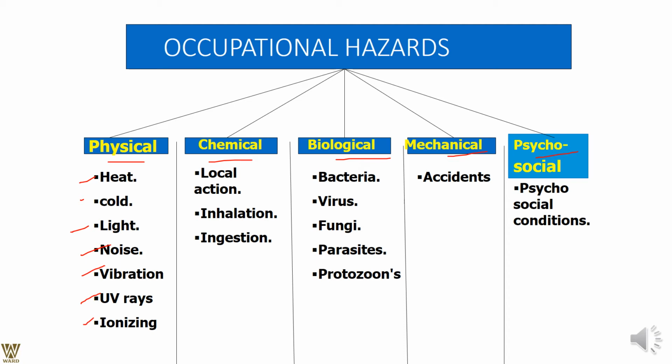Then comes the chemical, which is all the local actions, inhalations, ingestions that we talk about. Biological would be your bacteria, virus, fungi, parasites, protozoans. Now, this is what is going to be imposed upon the workers, the staff, the employees, who are going to be exposed to such local action, inhalation and ingestion, which might lead to certain biological anomalies. Apart from it, there might be mechanical problems which will result in accidents. People might trip over, fall down. People might get trapped because of faulty material handling altogether.